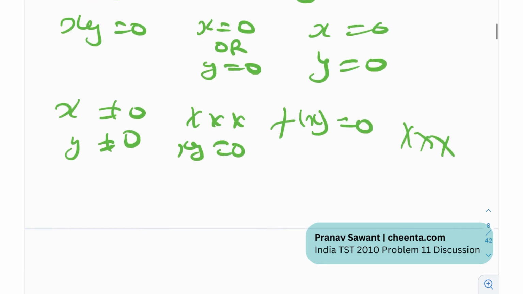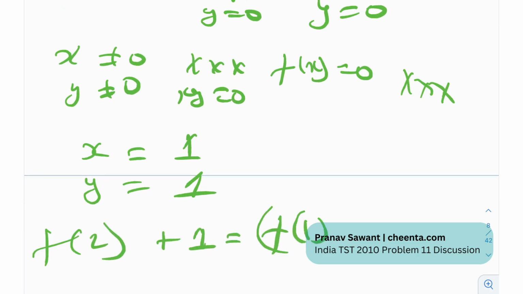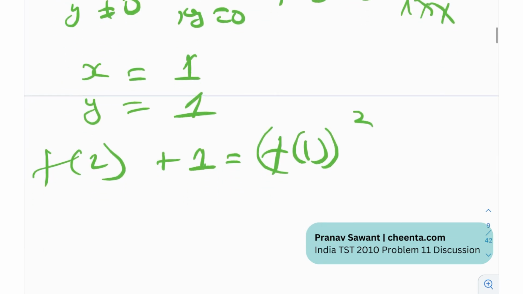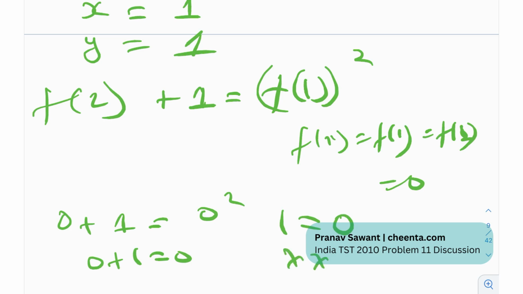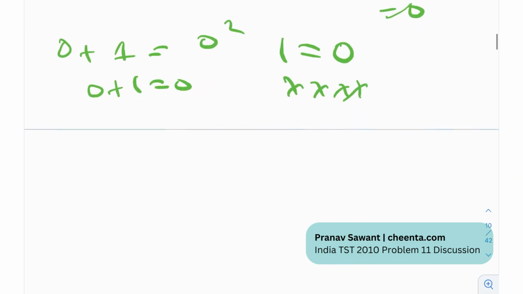Another way to check this is to just plug in values of x and y for substitution. If I plug in x as 1 and y as 1, I get f of 2 plus 1 is equal to f of 1 whole squared. But if f of x is 0, then f of 1, f of 2, f of whatever is 0. So this is 0 plus 1 is equal to 0 squared. So 0 plus 1 is equal to 0. That essentially means 1 equals 0, which is obviously untrue. So this is another way to disprove this case.